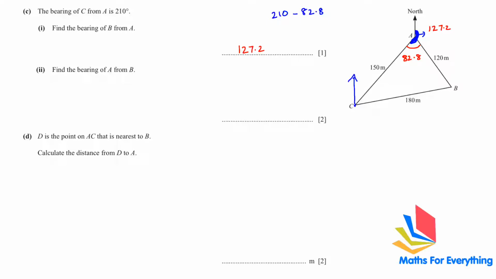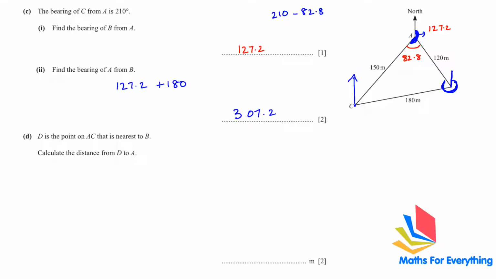Next part of the question, find the bearing of A from B. This is a 2-mark question. It's actually very easy. When you have the inside bearing, so you have 127.2, and you want to find the bearing of A from B, you need to find the reflex angle here. So we just add to 127.2 the inner angle, 180, and that will give us 307.2.